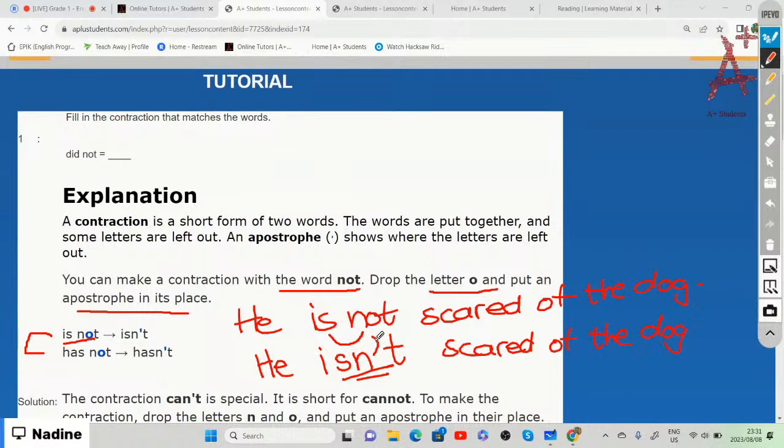So the word isn't is the contraction. We drop the O in the word not, and we put these two words together, and we just put the apostrophe in the place of the O. So instead of saying is not, we can say isn't. So isn't is the contraction of the two words is not. So he is not scared of the dog is the same as saying he isn't scared of the dog.